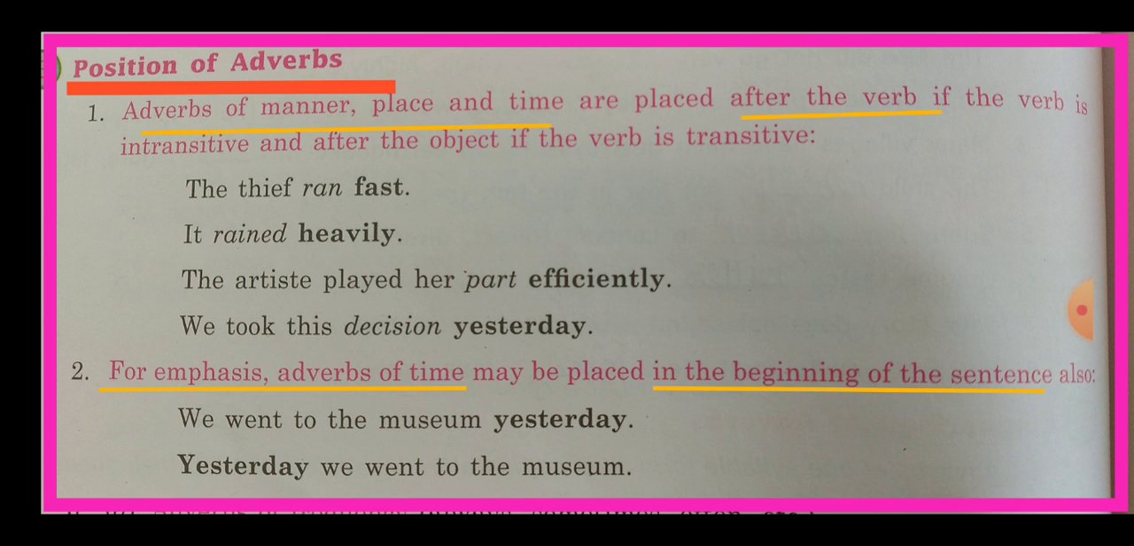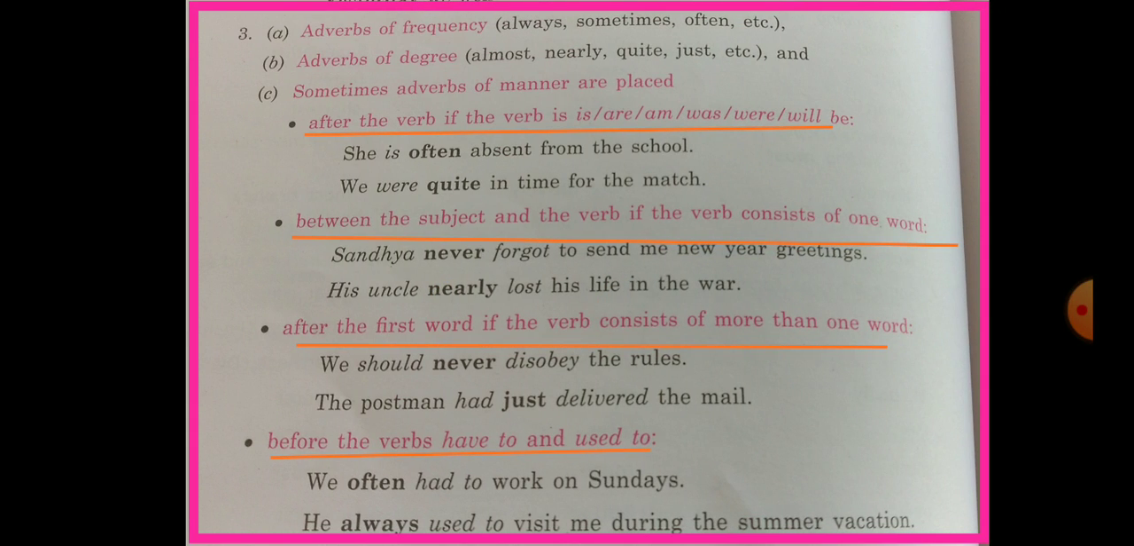For emphasis, adverbs of time may be placed at the beginning of the sentence also, like yesterday we went to the museum. Here yesterday is an adverb of time and it is placed at the beginning of the sentence to put emphasis. So this is a position of adverb. Now adverbs of frequency and degree. What are the adverbs of frequency? Always, sometimes, often. These are adverbs of frequency. Adverbs of degree: almost, nearly, partially, quite, just, etc. They are adverbs of degree.